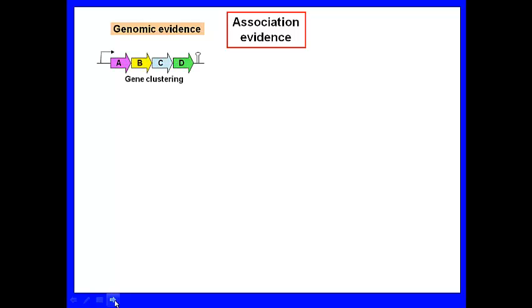There are various kinds of association evidence. The two big categories are genomic, which means they come purely from genomes. The other category is post-genomic. It's necessary that genomes be there, but it's not genomic information itself. In genomic evidence, the most common and the most powerful is gene clustering.